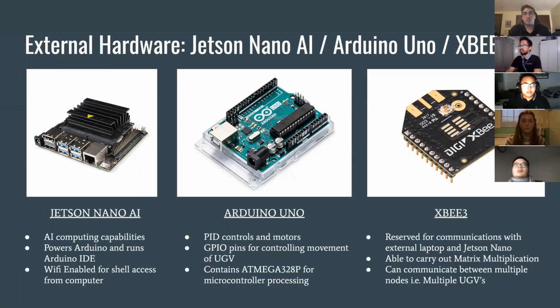The Arduino Uno's main function in our project is to control the movement of the UGV via PID controls and motor drivers. The Arduino is connected to the PCB in order to control the motor drivers. The Zigbee 3 is an antenna connected to our PCB and is controlled via Python scripts on the Jetson Nano. The Zigbee 3 allows users to carry out high computational tasks like matrix multiplication.